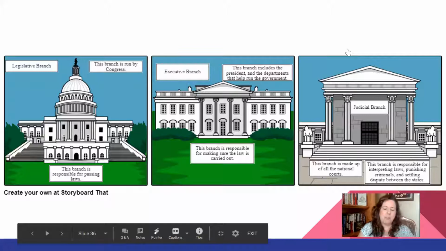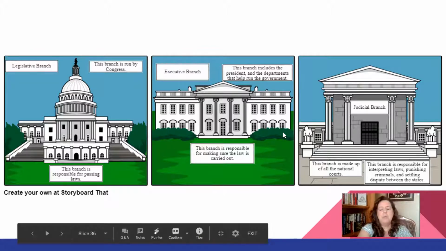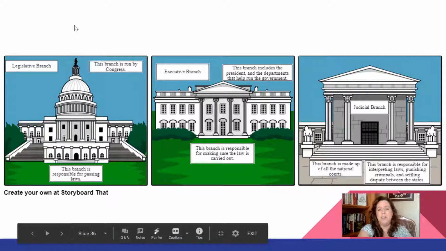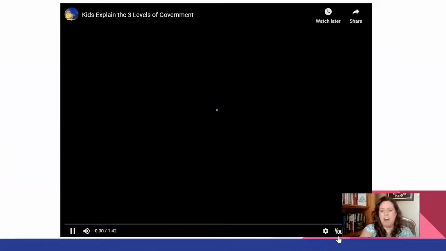So probably you have heard that we have three branches of government, and we do. And when we talk about our national government, we're talking about these three branches. We're talking about the legislative branch that makes laws. They're over here. We're talking about the executive branch that is responsible for carrying out or enforcing the laws that are made by the legislative branch. And then ultimately we have the third branch, which is the judicial branch, which interprets the laws to make sure they're constitutional. And that's what we talk about when we talk about the federal system. So I have a short little video here for you all.